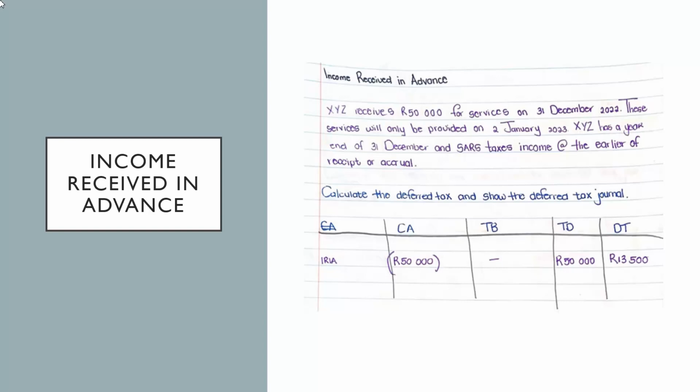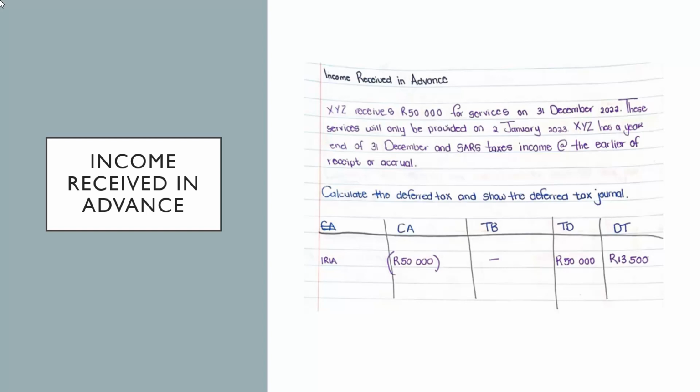So carrying amount, 50,000 Rand, it's in brackets, purely because this is a liability. Tax base is zero. Temporary difference is 50,000 Rand. Why is the tax base zero? Because this is the portion that will not be taxed in the future. SARS taxes income at the earlier of receipt. We've received the income, it's been taxed now, so it will not be taxed in the future.